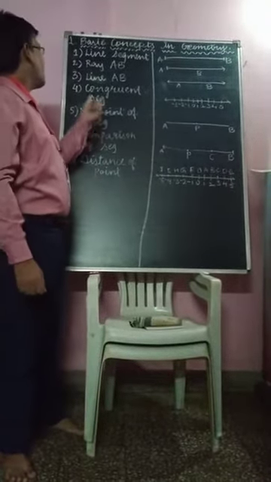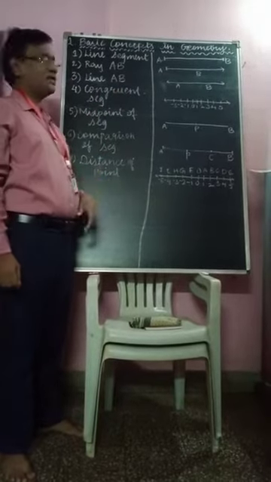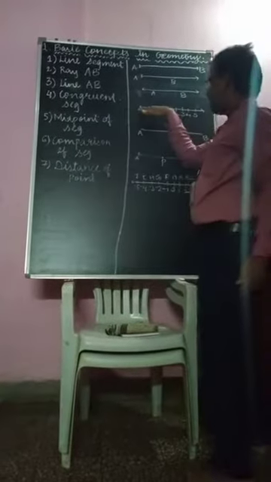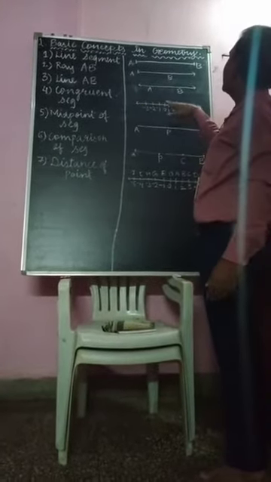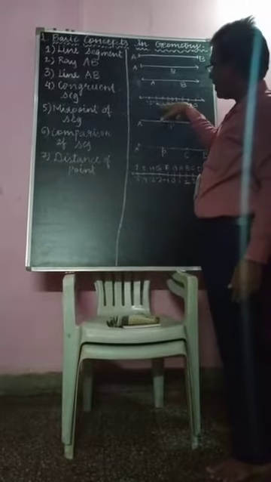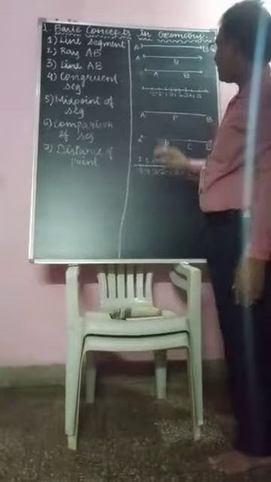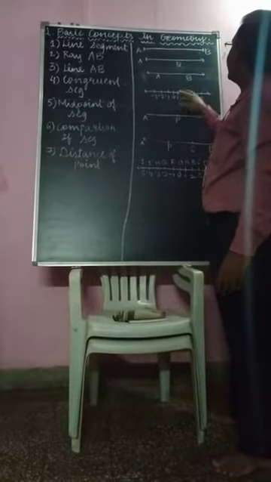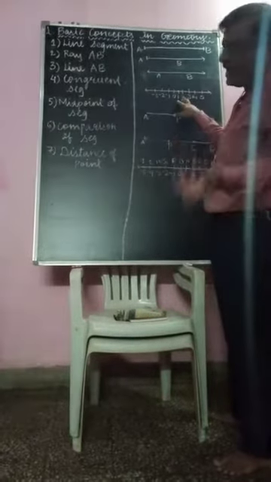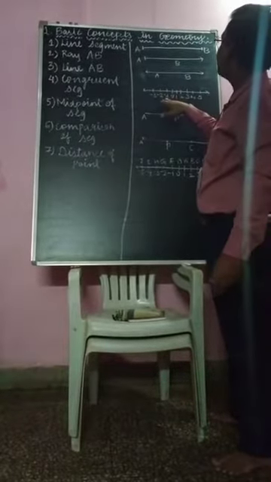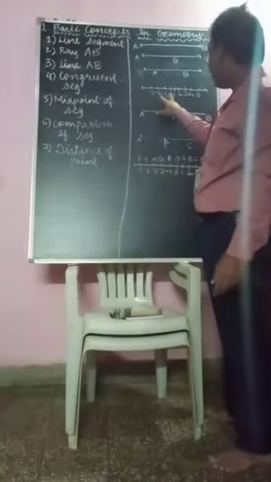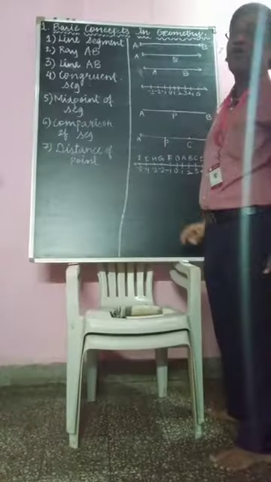Now congruent segment. What is congruent segment? See here, we draw the number line. Here 0 is there, 1, 2, 3, 4, 5, and here -1, -2, -3. Now in this, if we take this length 1 to 2, it is 1, let it be 1 centimeter, and -1 to -2, it is also 1 centimeter. Then these two line segments are said to be congruent line segments.